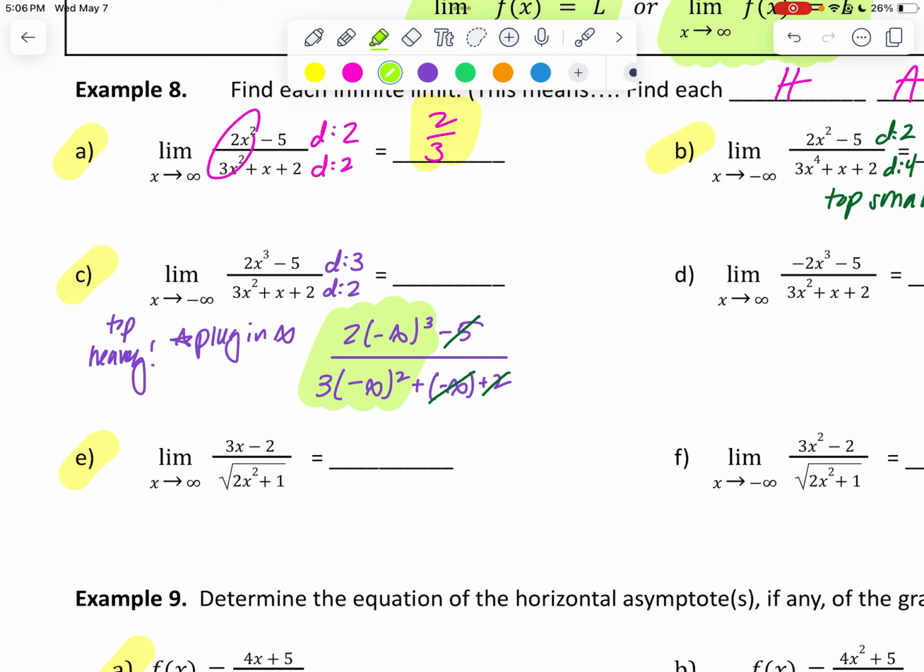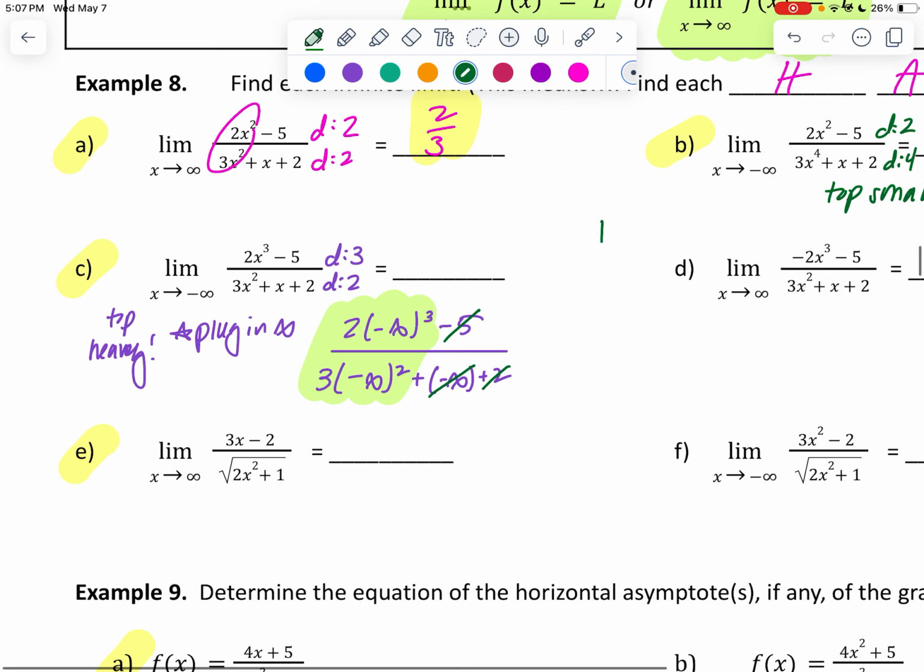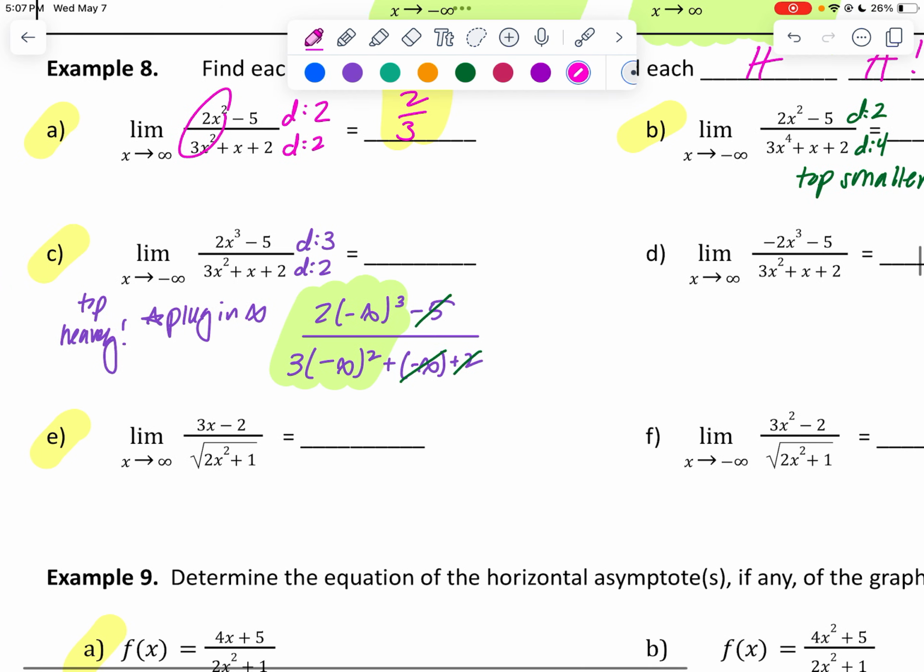Okay? And kind of like before, if I'm just dealing with my x's, if I had x cubed over x squared, this will just simplify to x to the first power. Very similar, right? I'm going to go ahead and cancel these guys out. I am left with 1 negative infinity. So this becomes 2 times negative infinity all over 3.